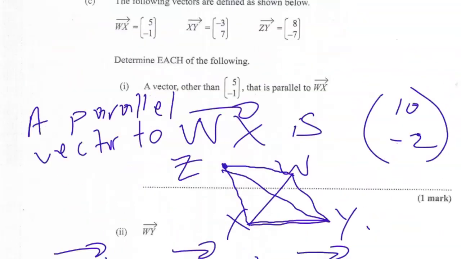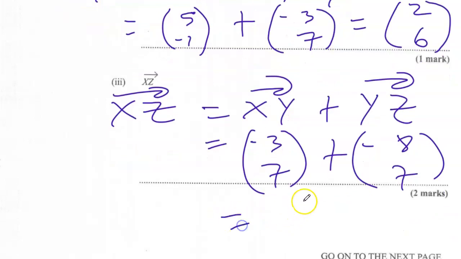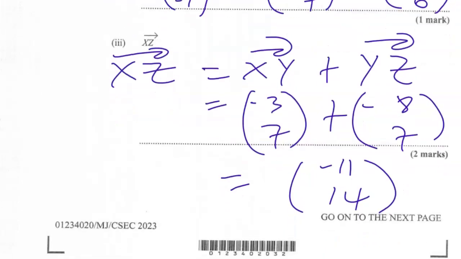And Y to Z, no, we have ZY. To get from Y to Z, the thing about vectors is that direction is important. If the direction changes, the sign also changes. So what you really want is YZ, which is the opposite direction. YZ, just change the sign. So YZ is actually minus 8 and positive 7. So you add these two vectors: you actually have minus 11, 7 and 7, that's 14. Alright, and that's it.